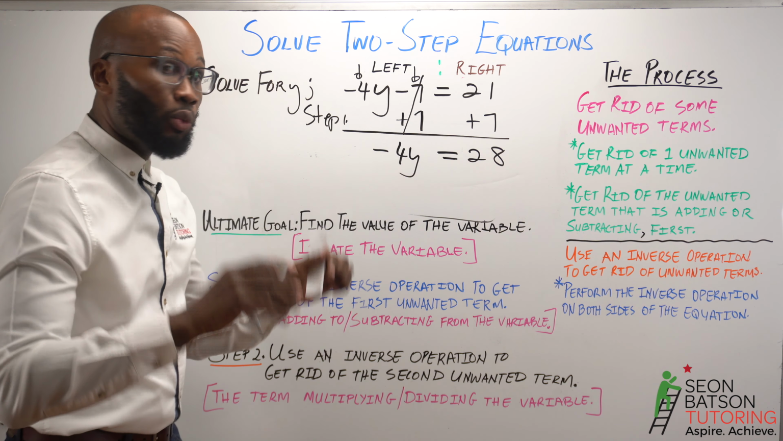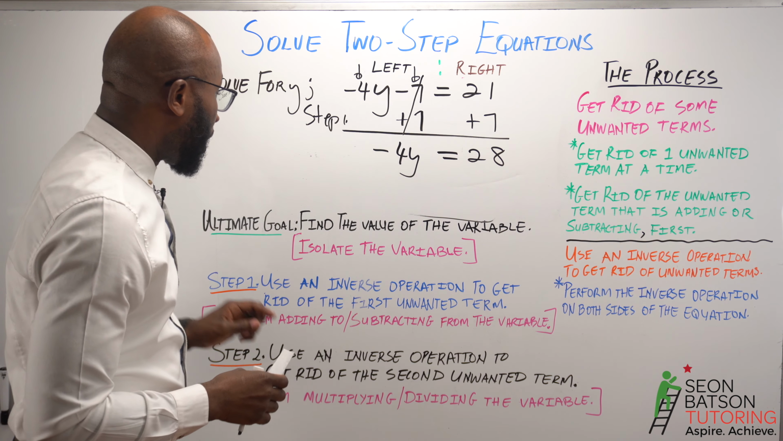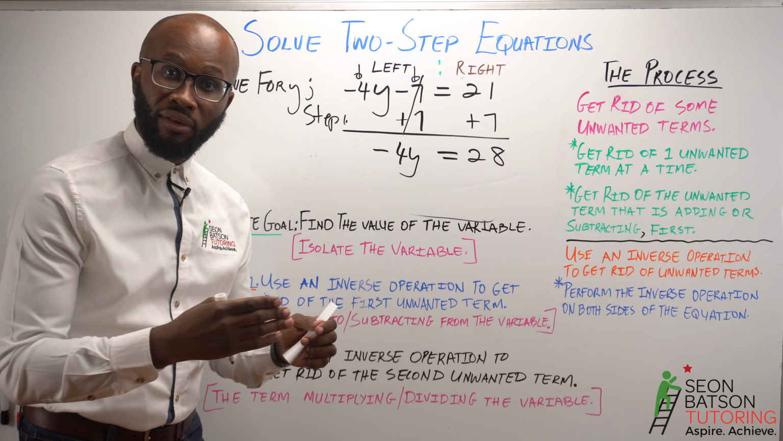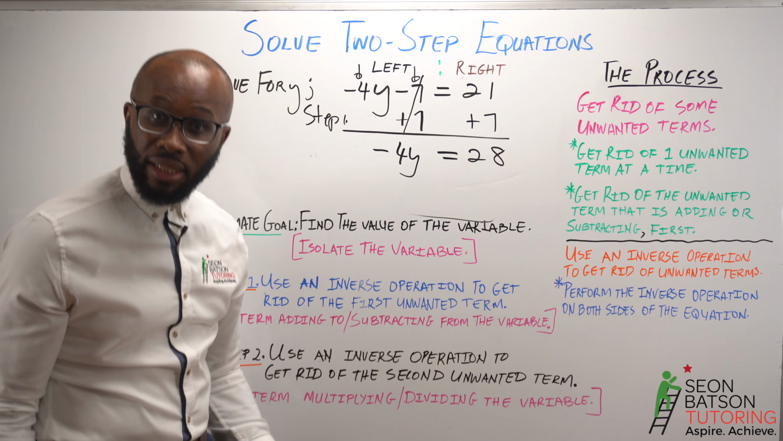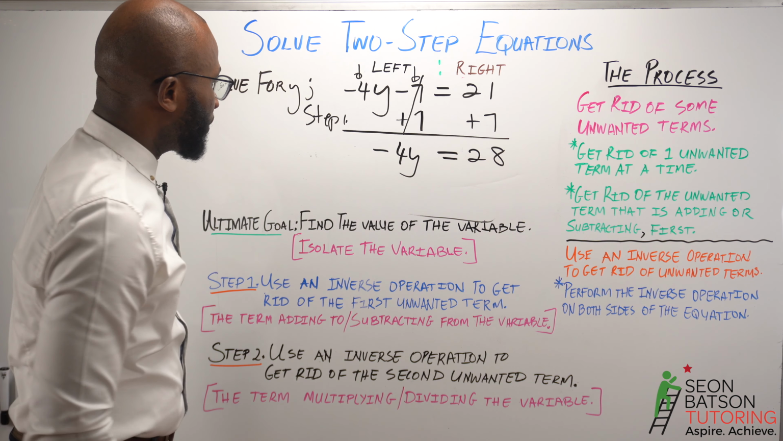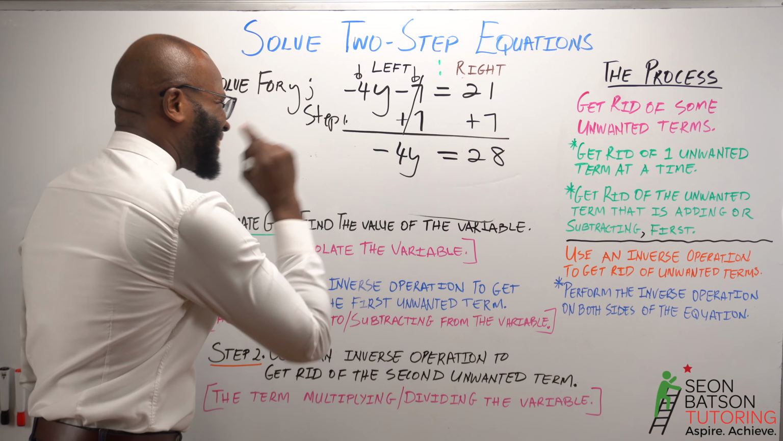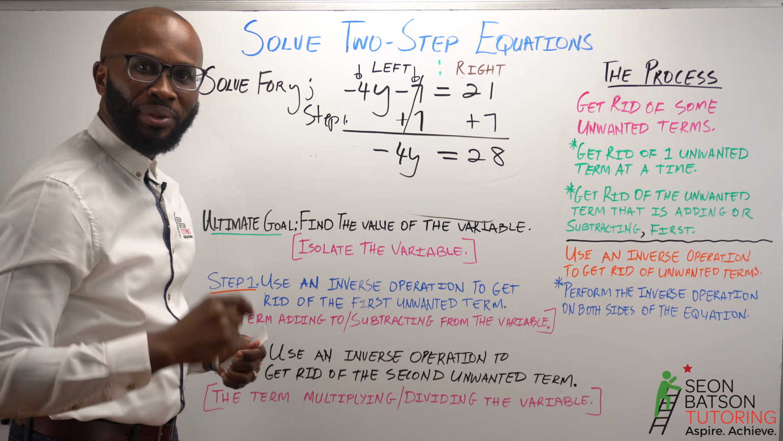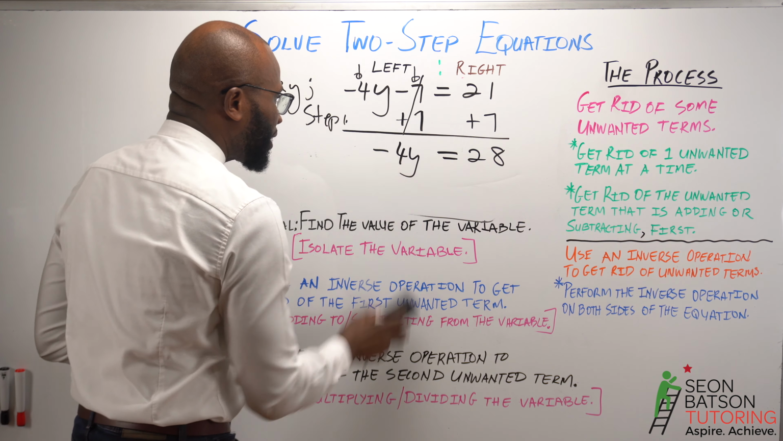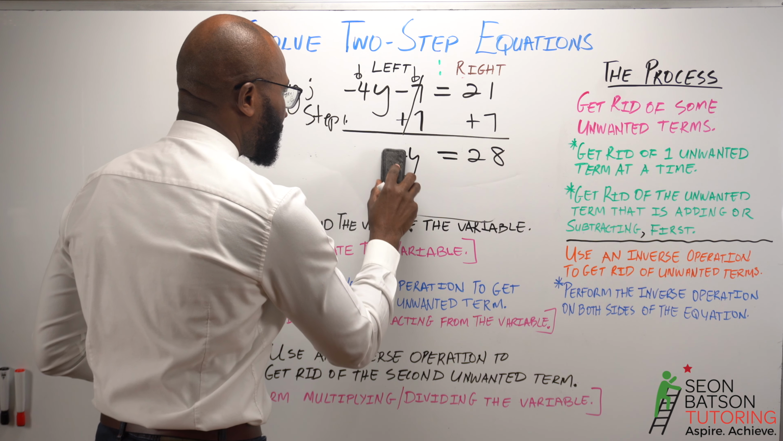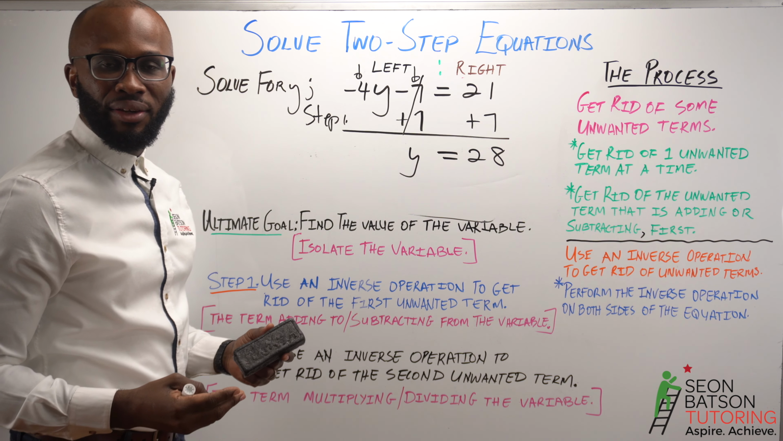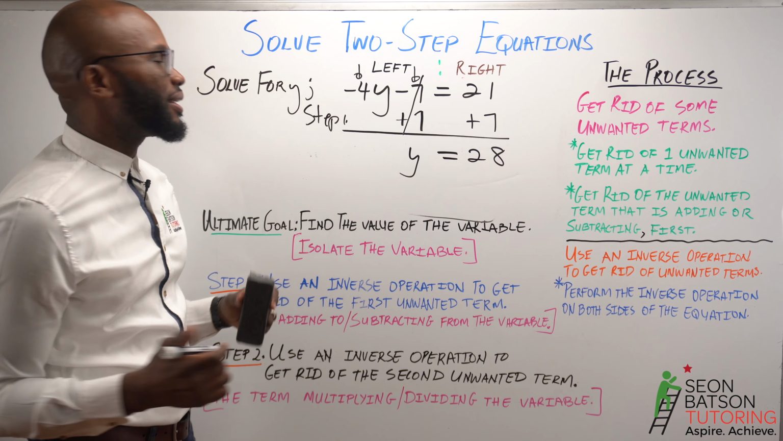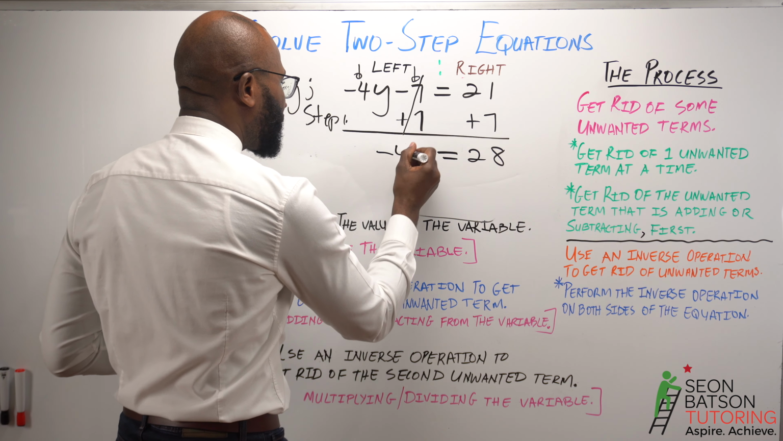Yes? Now, we aren't finished though. Remember, the ultimate goal is to isolate the variable. The ultimate goal is to get the variable positive and all by itself on the left side of this equation. To get the variable all by itself and positive, we have one more unwanted term to get rid of. Yes? We have to get rid of this negative 4. If I get rid of that negative 4, look at the y. It's positive and all by itself on the left side. How will I get rid of this negative 4?